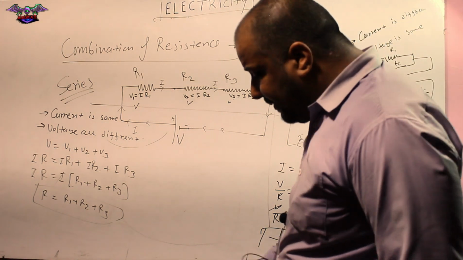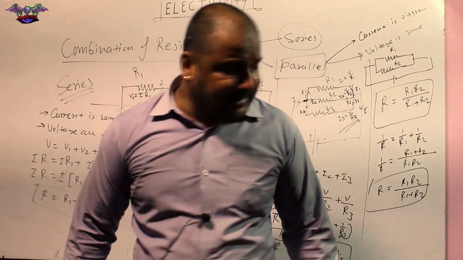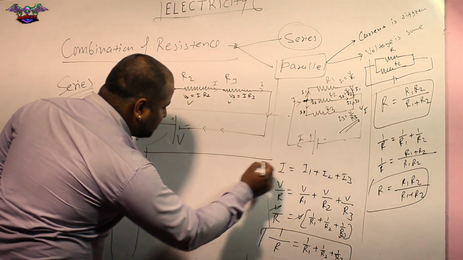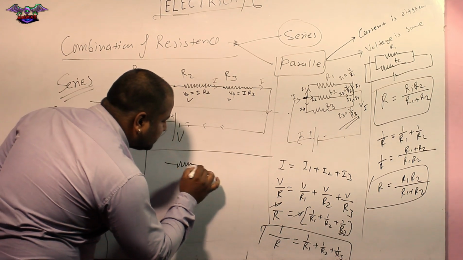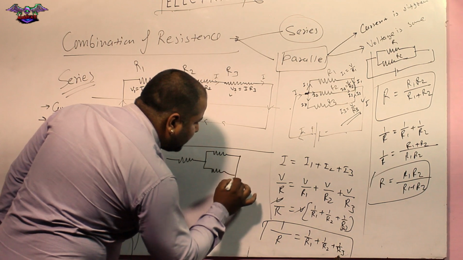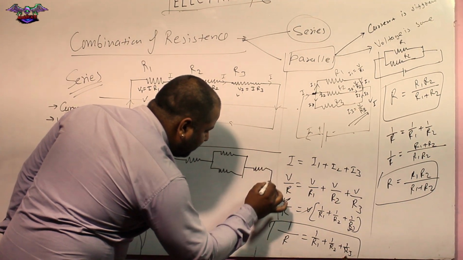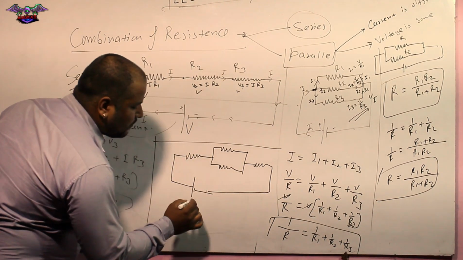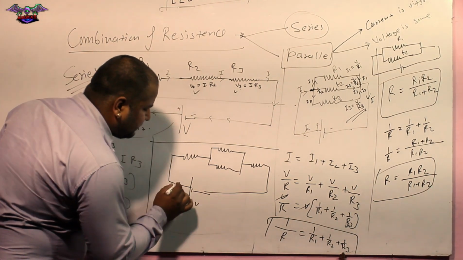Got it? For example, I want to give you one example of a combination of resistances. For example, in a question you have been given a circuit like this, and you have to find the total resistance of it. For example, this is 12 volt.